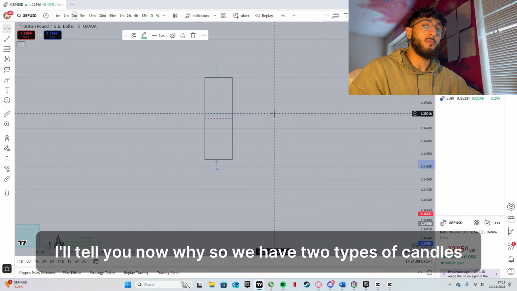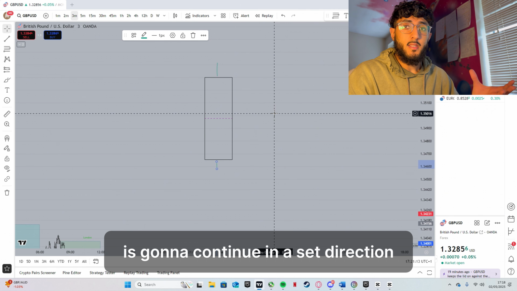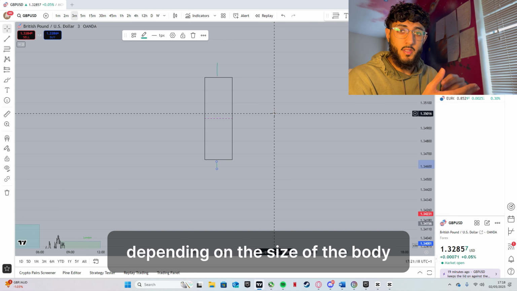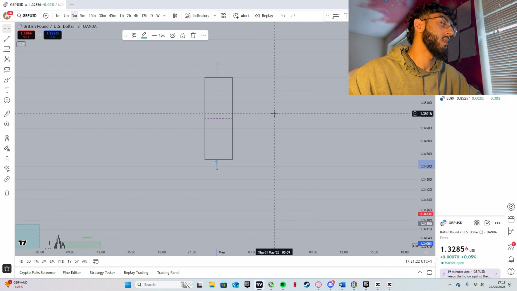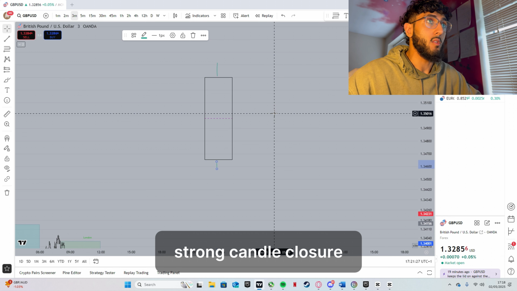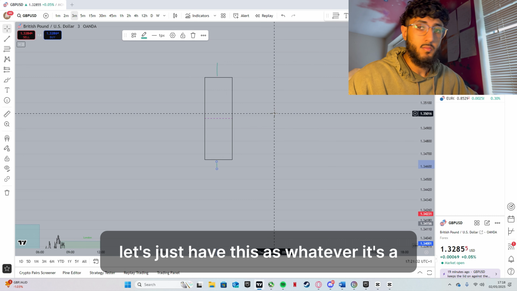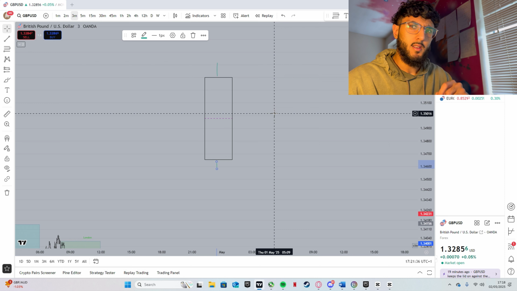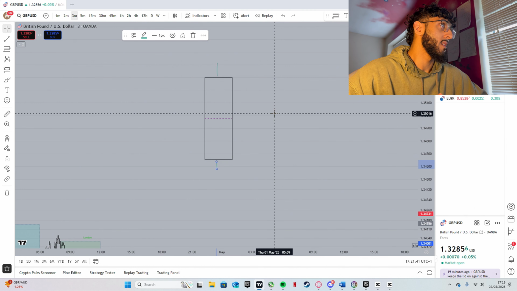So we have two types of candles. We have a bullish and bearish. Now we can tell whether price is going to continue in a set direction or price is going to reverse depending on the size of the body and the wicks of a candle. So if we have what we call a strong candle closure, let's just have this as whatever. It's a pragmatic, no, what's the word? I don't know the word. Diplomatic candle. It's not favoring either.